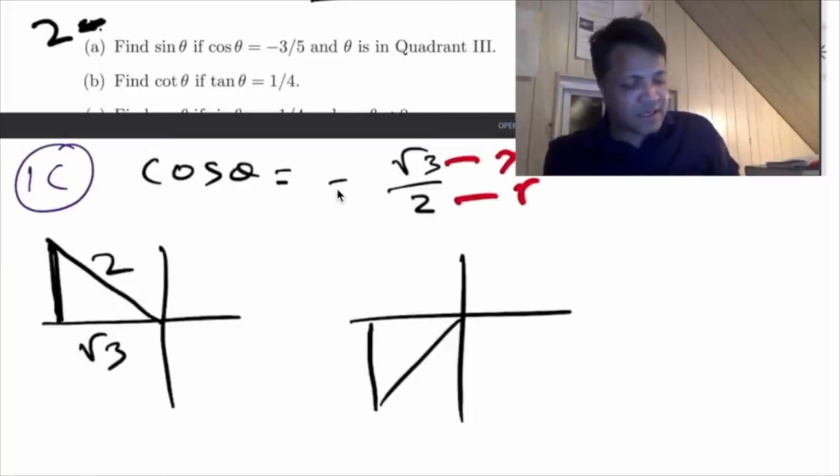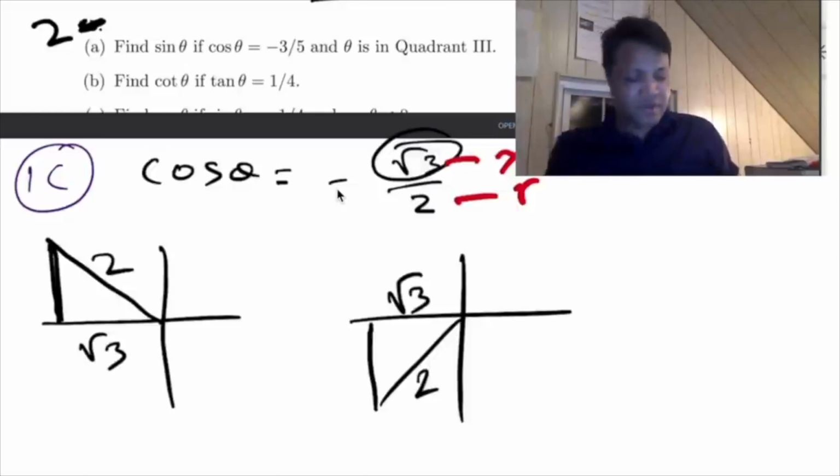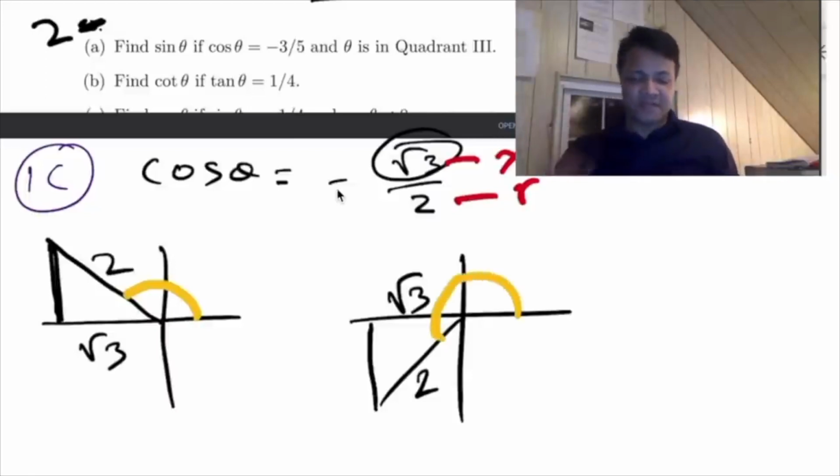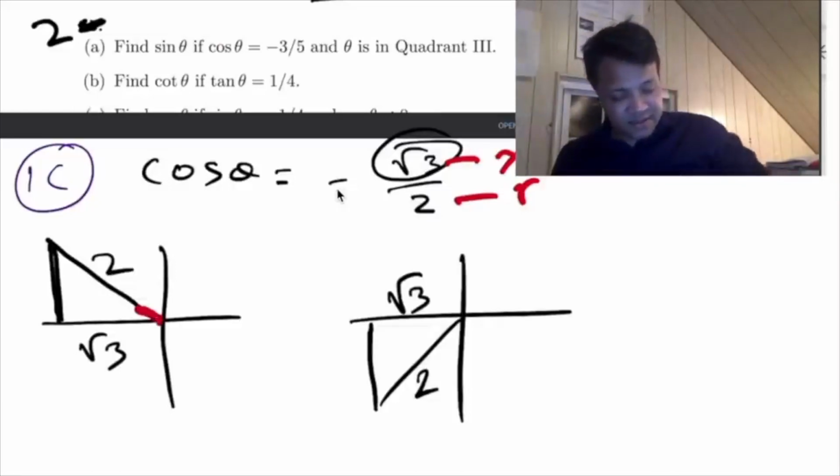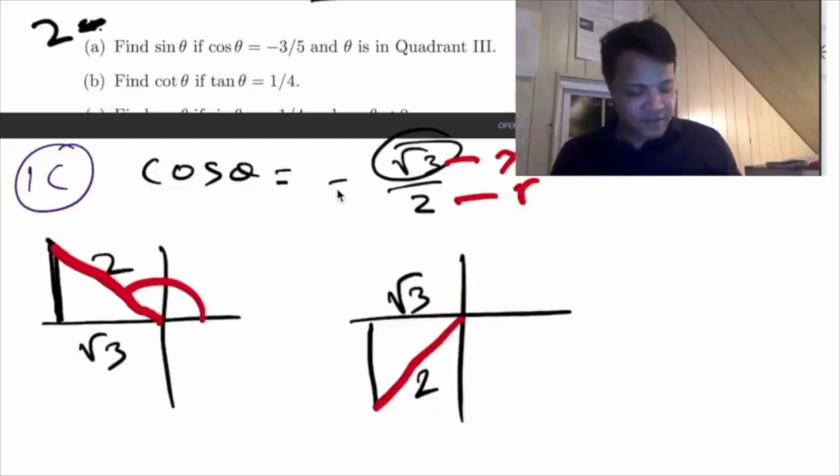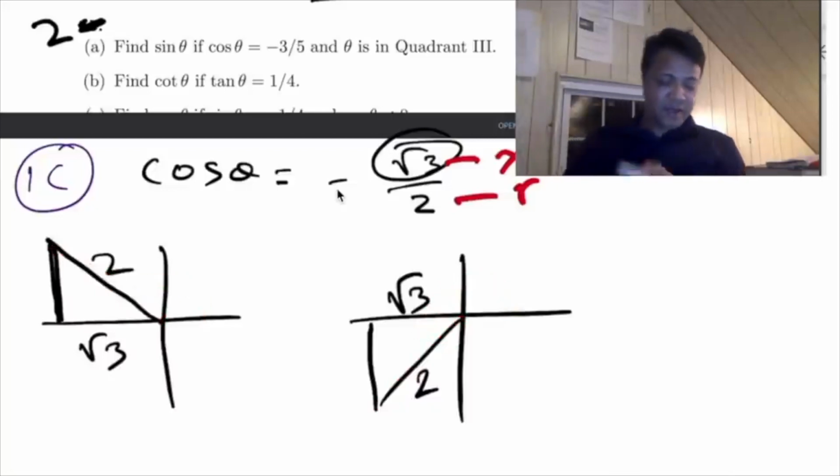So x is square root of 3, and r is 2. In this case we're going to try to find this angle, and in this case we're going to try to find this angle. Make sure you understand that. Always from the x-axis counterclockwise. We are trying to find the resultant from the x-axis, this resultant from the x-axis. That's what we are trying to find. Good. Now let's do this one.